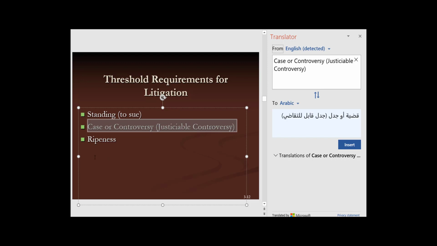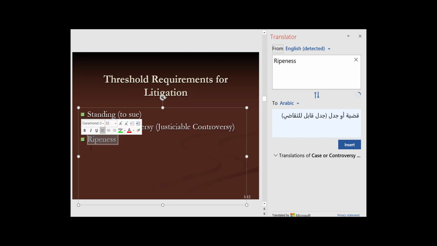The next thing is ripeness. Ripeness is the trickiest. You not only have to have standing, and there has to be a controversy, but the lawsuit has got to be ripe. It's got to be ready to take to court.